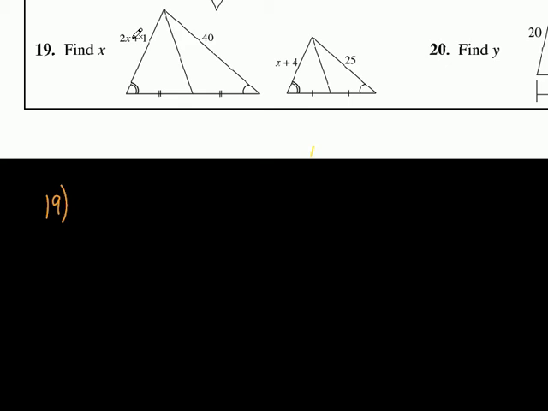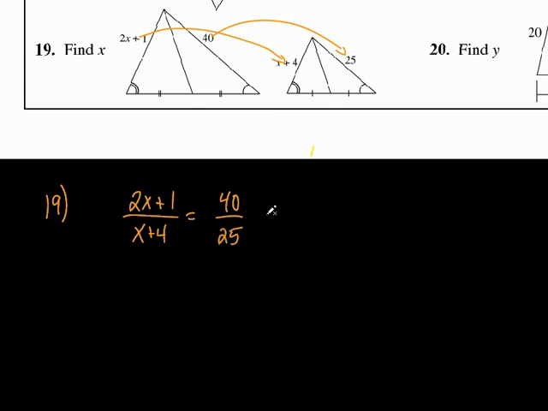So look, if I compare them and I go 2x plus 1 to x plus 4, it's a comparison. So how do you think I'm going to compare the other two sides? Well, I'm going to compare the other two sides exactly the same way. So look, if I went this left side to this left side, see they're corresponding, I'm going to go 40 to 25. Put an equals in here, it's not times, it's equals. It's 40 over 25. And now we can cross multiply and we can simplify.